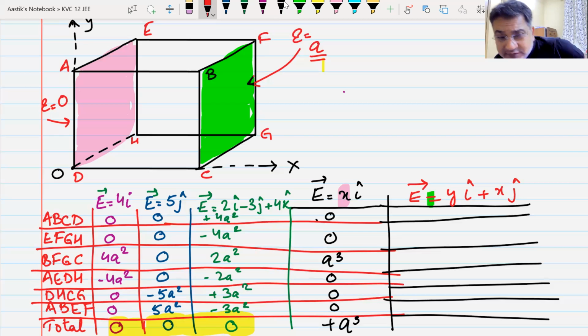Does anyone have the answer to this one? Two faces are still going to be 0. Which are the two faces which are still going to be 0? Everyone knows those faces. First two, sir. First two are definitely going to be 0.